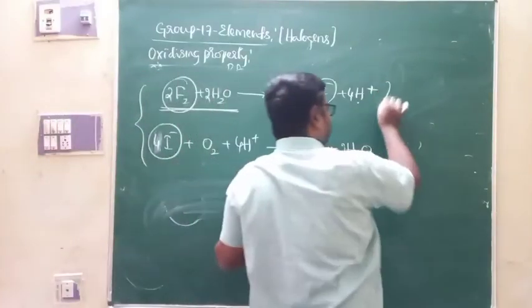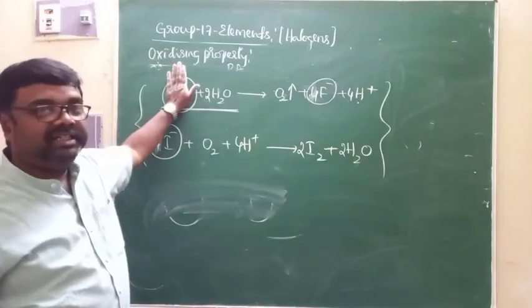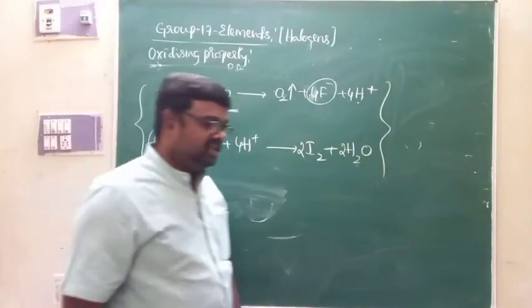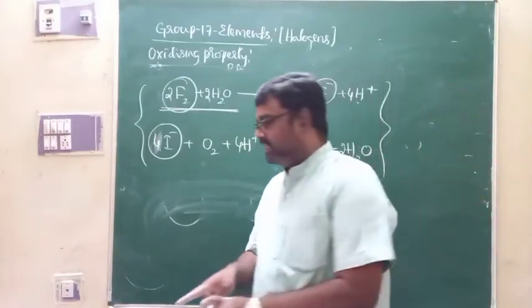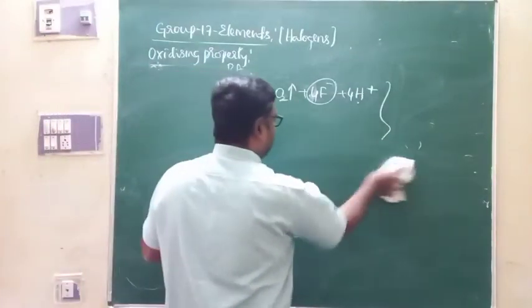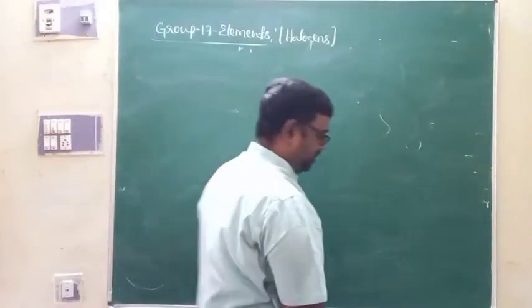We need to compare these two, that is why I am bringing them together. Okay? So here we can understand that fluorine is a powerful oxidizing agent, whereas iodide is a powerful reducing agent. So this is what we call the oxidizing properties of fluorine there. Yes, oxidizing properties of halogens. Okay? So that is what we call oxidizing properties, right?